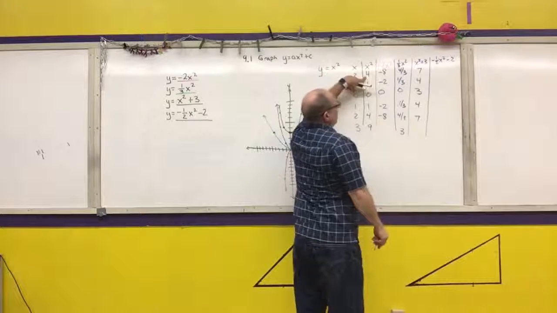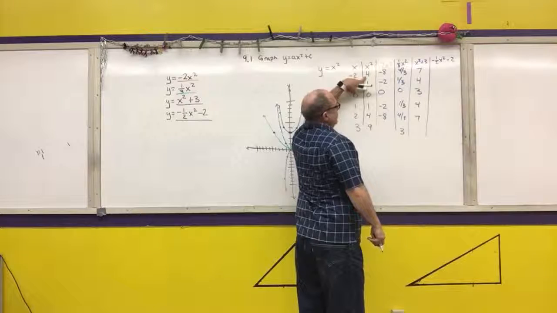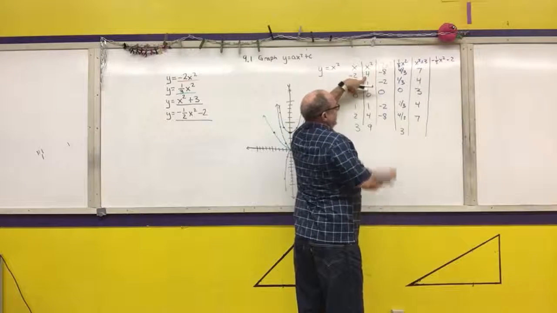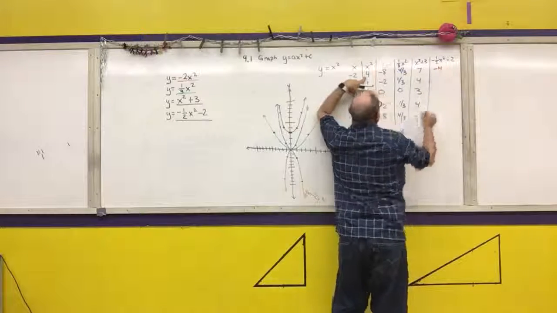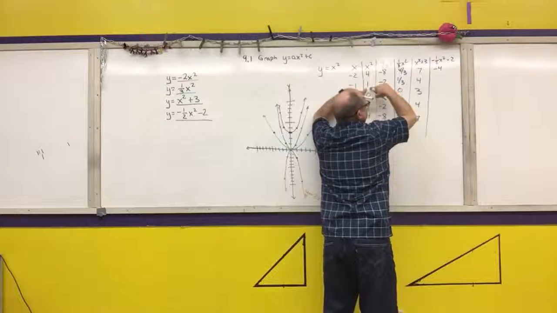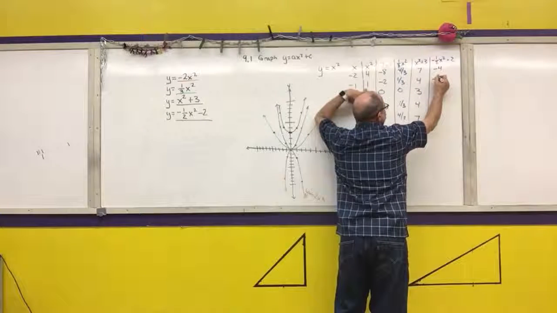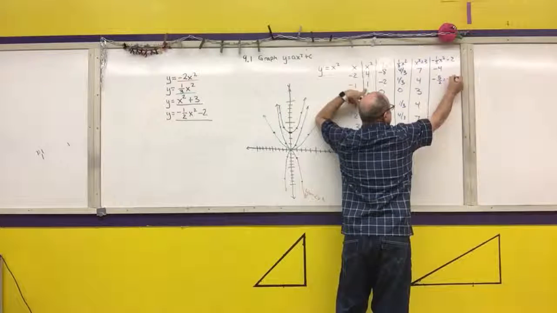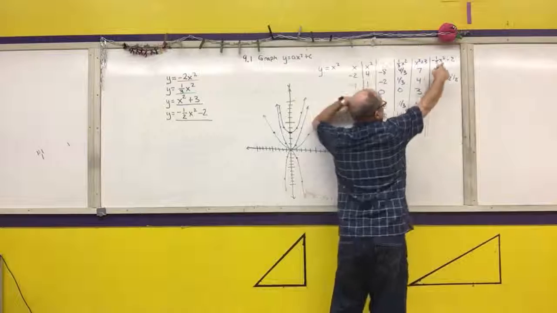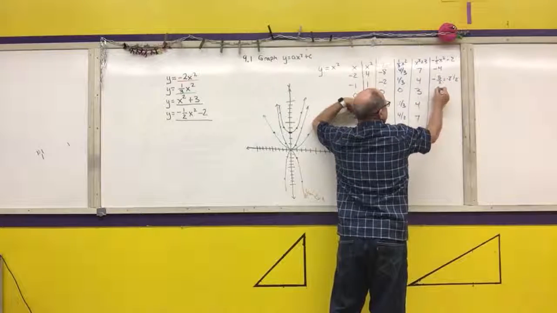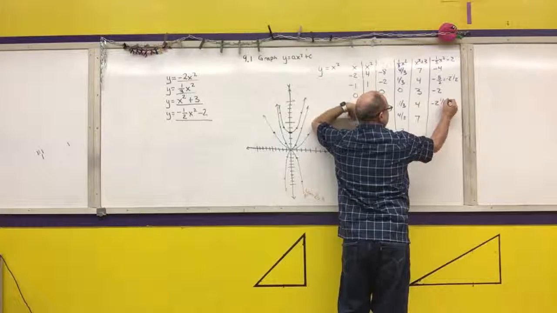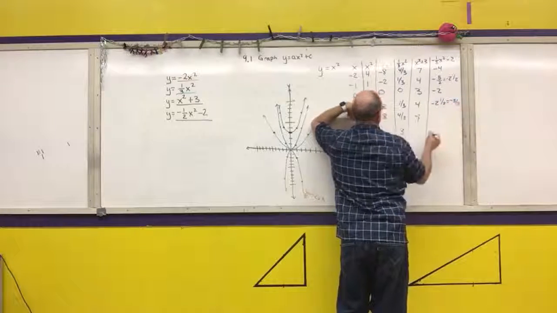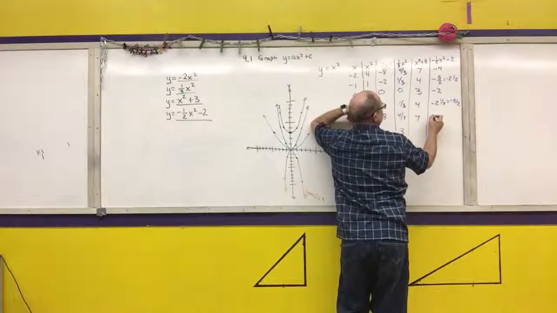Take this number, divide it by 2. That gives me 2. Put a negative sign in front of it is -2. -2 minus 2 is -4. -1/2 minus 2 is -2.5 or -5/2. Put a 0 in here. This term is 0, so that would just end up being a -2. And because I'm symmetrical about the y-axis, I can just copy these other numbers down.